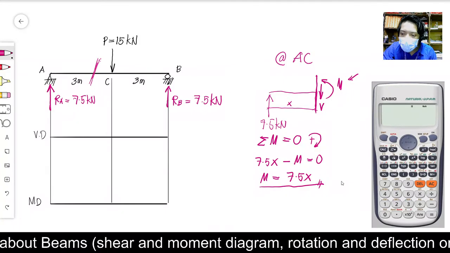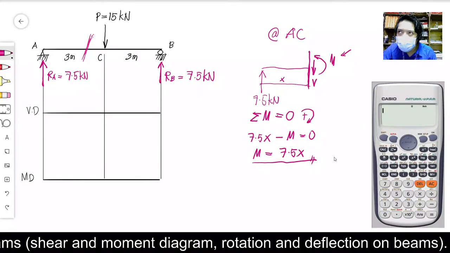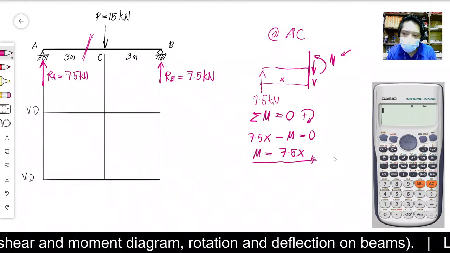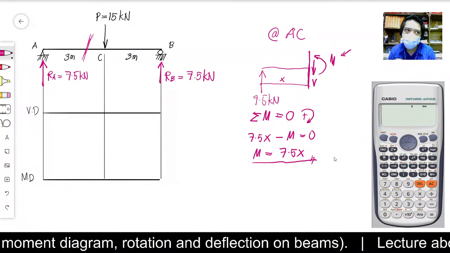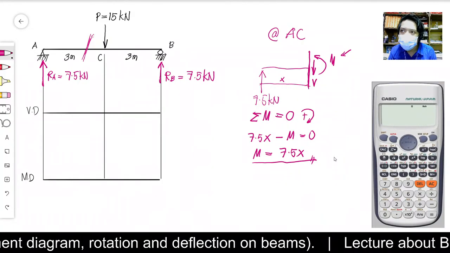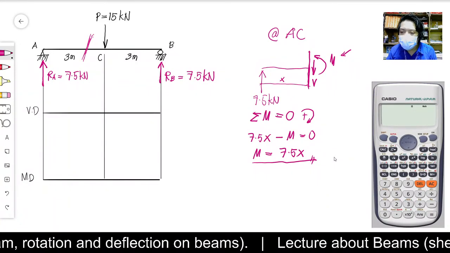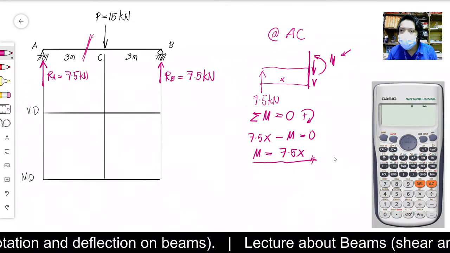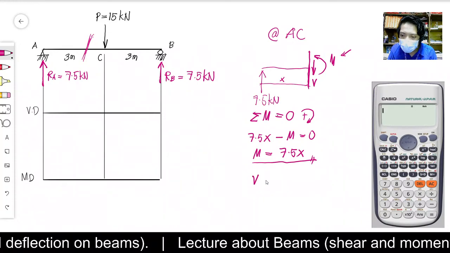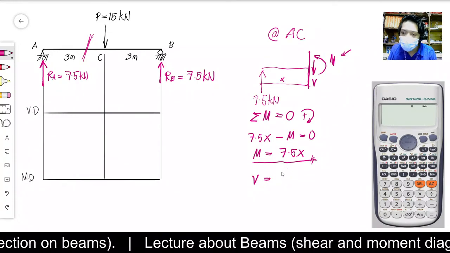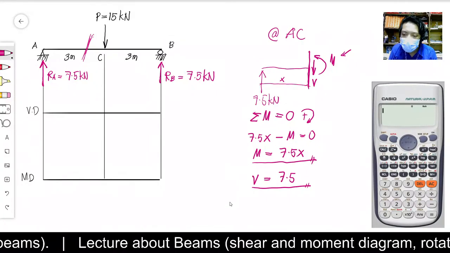Now, the explanation why I first got the equation of the moment diagram: the relationship between the equation of the moment diagram and the equation of the shear diagram is that when you get the first derivative of the equation of the moment diagram, you will get the equation of the shear diagram. So the derivative of the moment diagram is the shear diagram. The derivative of 7.5x is 7.5. So this is your equation for the shear diagram.